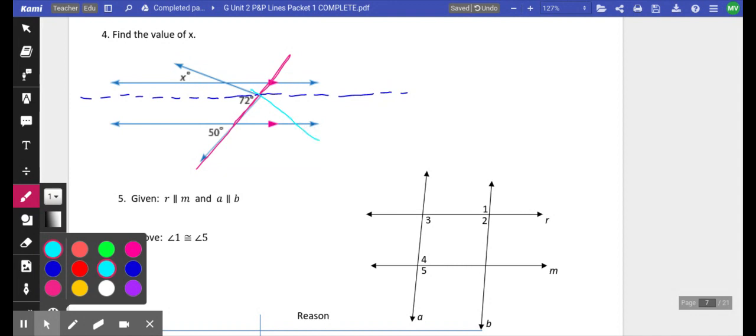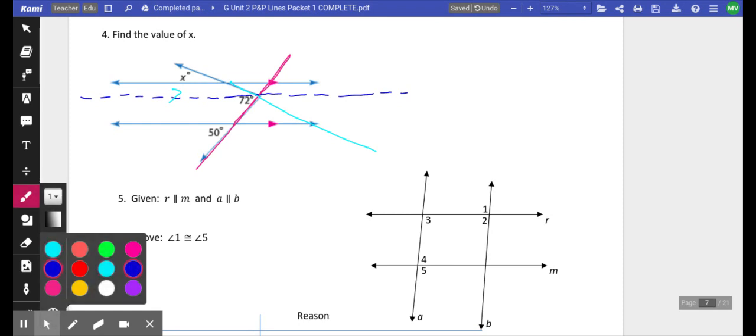Now that line I drew, that wasn't very straight. That blue line I drew down the middle, that's parallel to the other 2, but it doesn't necessarily split that 72 exactly in half. It's just parallel.